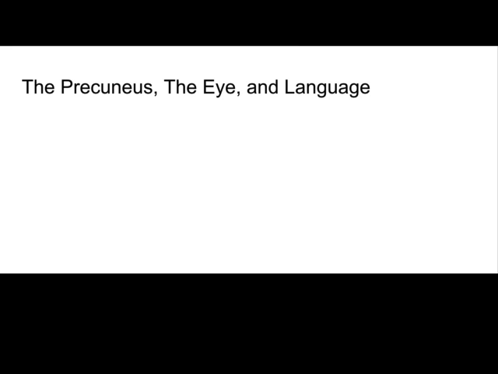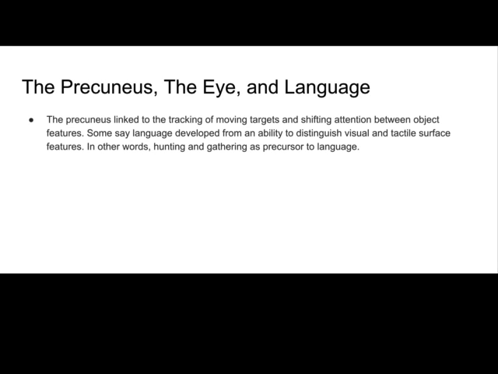So again, just to link it all together, I know this is a lot of information and presented very quickly, but the precuneus, the eye, and language. The precuneus links the tracking of moving targets and shifting attention between object features. And some say that language developed from our ability to distinguish the visual and tactile surface features. In other words, like hunting and gathering: what kind of berry is this, what kind of nut is this, what's that motion, is that an animal I hunt or not? That is all a precursor to language.